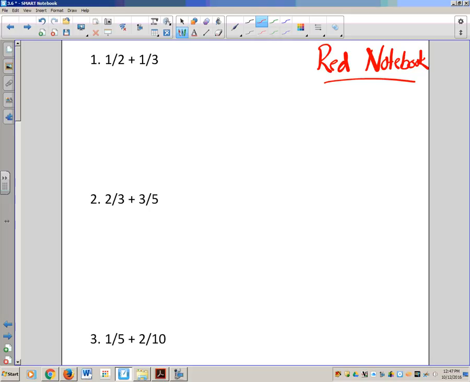In your notebook, write down problem number 1, 1/2 plus 1/3. I like to write them vertical. You can write them horizontal if it makes more sense to you. First thing you need to do is copy the problem down. Step 2, find the common denominator. The least common denominator for 2 and 3 is 6.